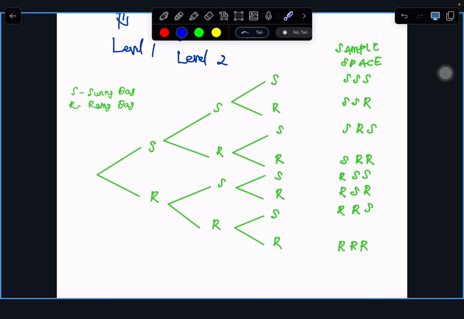Some questions they can ask you, like raining on the second day. So you should pick the one in between, the center one, if raining on the second day.